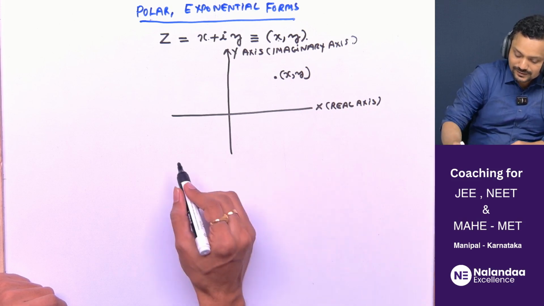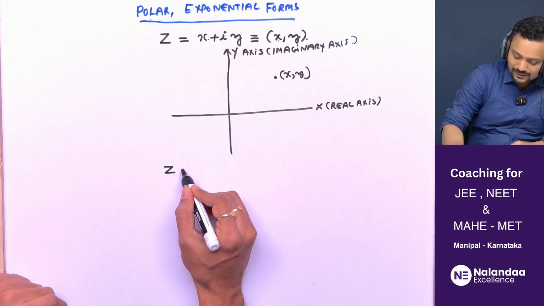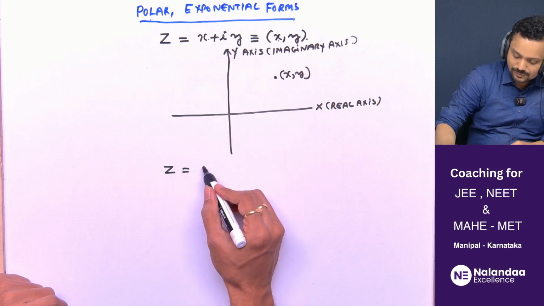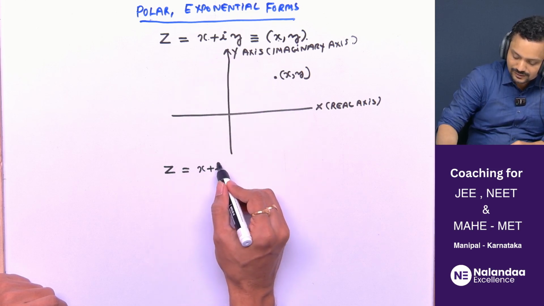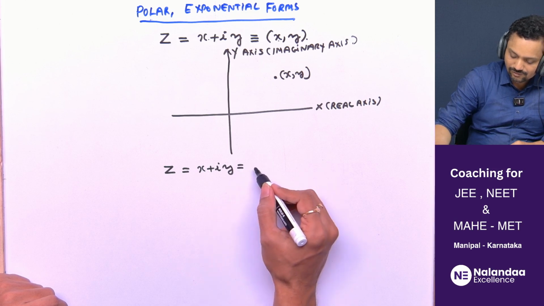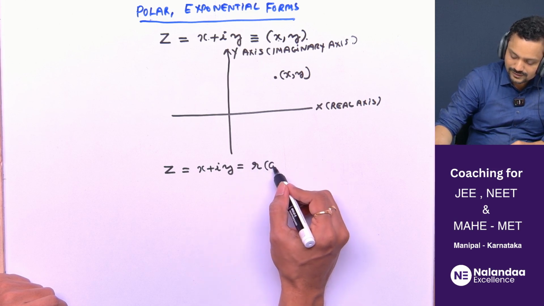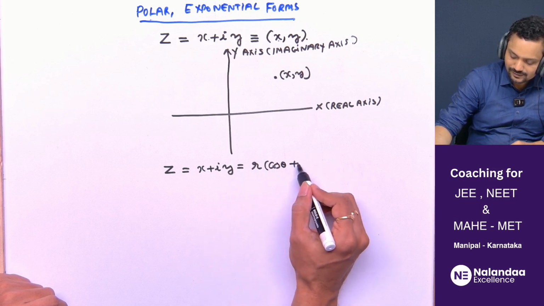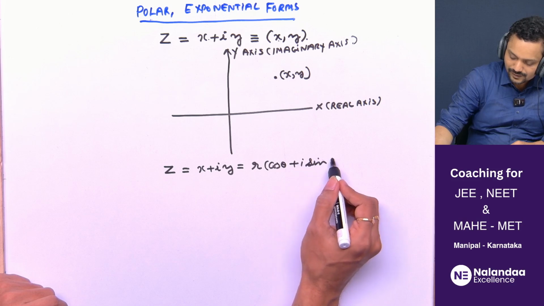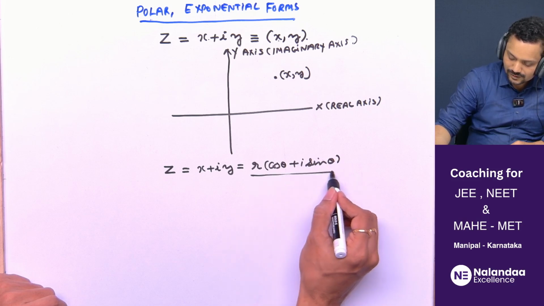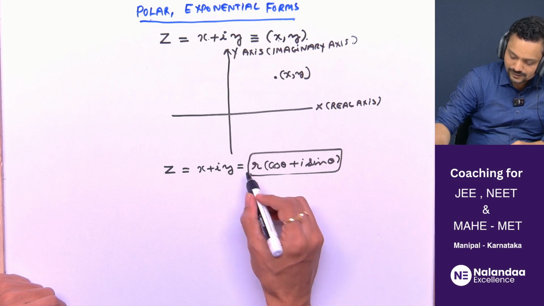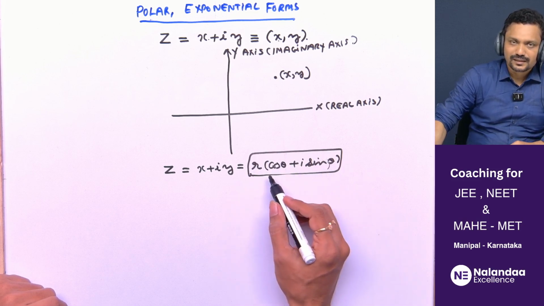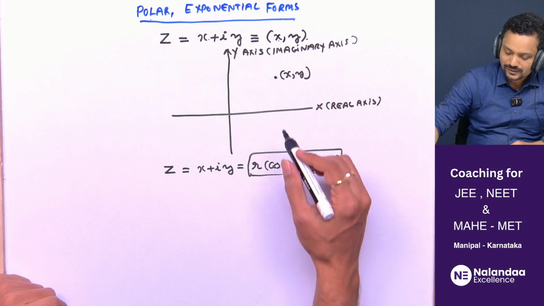Now my assertion is that this complex number z, which is equal to x plus iy, can be written in the form r into cos theta plus i sin theta, and this form is called the polar form. Now how is this? Just a very simple explanation to this.